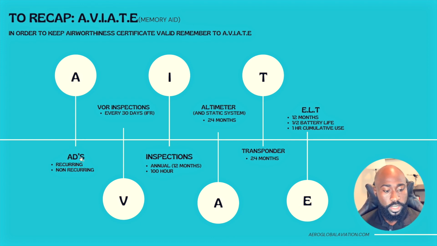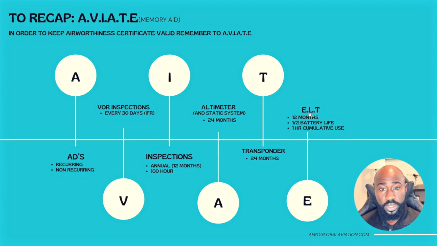The A is for the ADs, and we already know by now we have recurring ADs and non-recurring ADs. The V is for your VOR inspections. You need to complete VOR inspections every 30 days if you're conducting IFR operations. The I is for your inspections, which was the very first thing we talked about, the annual inspections and the 100-hour inspections. Then the A is for your altimeter and static system inspections. That has to be done every 24 months. And then the T is for your transponder, which has to be done every 24 calendar months.